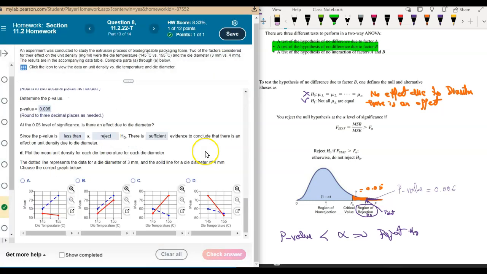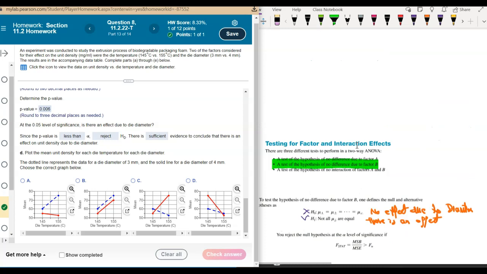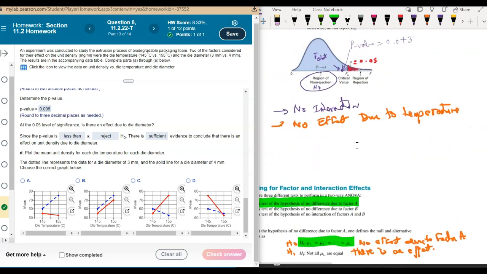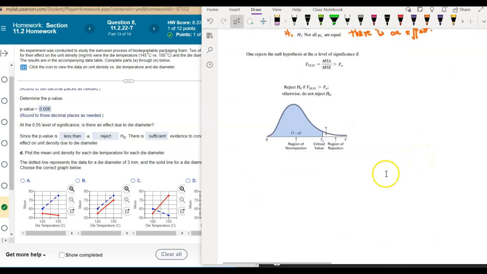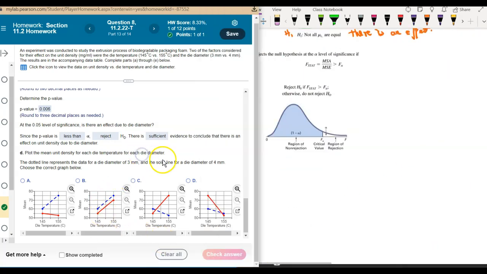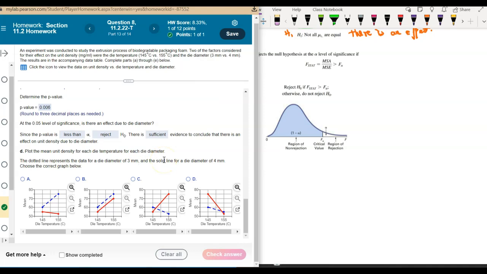Great. So I want to bring your attention again to the conclusion here: there is an effect due to the diameter, right? Okay. Now, the next question: you want to graph the chart of the mean of densities, right?